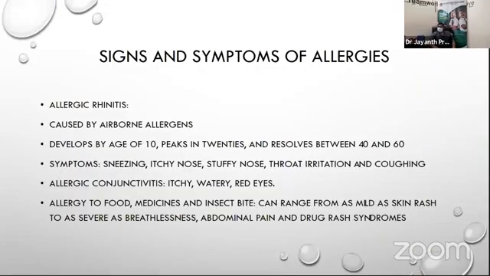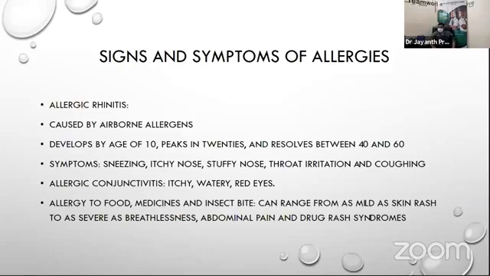Okay, what are the signs and symptoms of allergies? In allergic rhinitis, the allergy which attacks your nose is called allergic rhinitis. This is usually caused by airborne allergens. This develops at the age of 10. It peaks around the age of 20, and it usually resolves between 40 to 60. That means technically you are living with this allergy almost for your lifetime. Then symptoms are a lot of sneezing, an itchy and stuffy nose, throat irritation and cough.